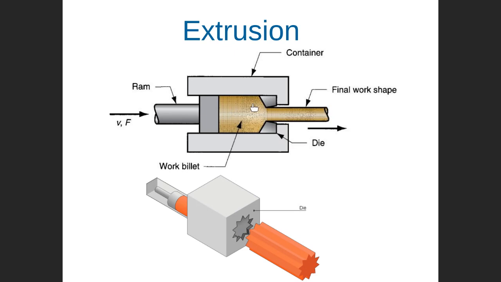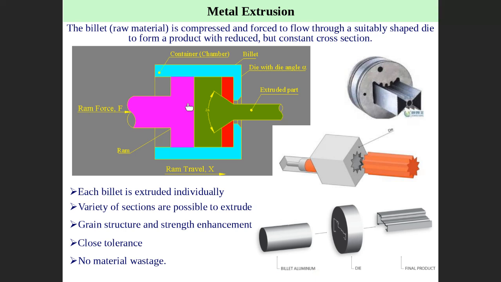Initially, the material is cylindrical. You put the cylindrical billet in, apply pressure, and it will exit from the other side with exactly the same shape as the die opening. This is the extrusion process. The ram applies pressure, so it is mainly pressure, as you can see. You put the metal inside, you apply pressure with the ram, and the material will flow and exit from the die opening with the same shape.